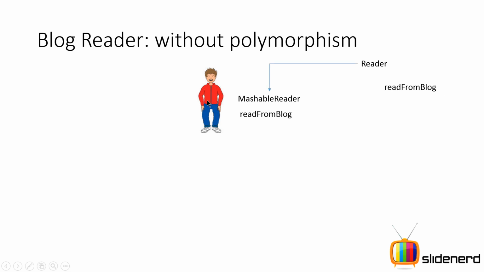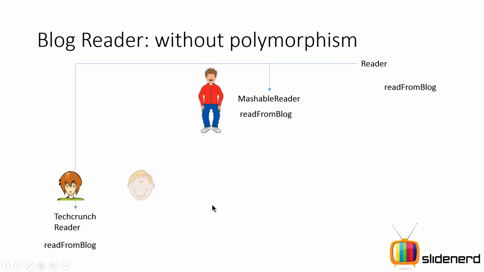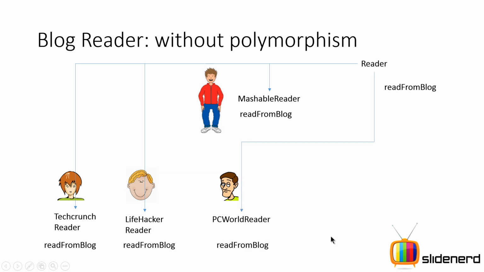So first of all, it's me who's gonna make Mashable reader. I'm gonna extend that from reader, and have the method read from blog. Now here, the code inside read from blog will do the work of reading data from Mashable. The other person somewhere in the world will make TechCrunch reader, which will again subclass reader. He will have the same method read from blog. We'll have a series of steps to read from TechCrunch. Same goes with the other people: life hacker reader, read from blog; PC world reader, read from blog; digit reader, read from blog.